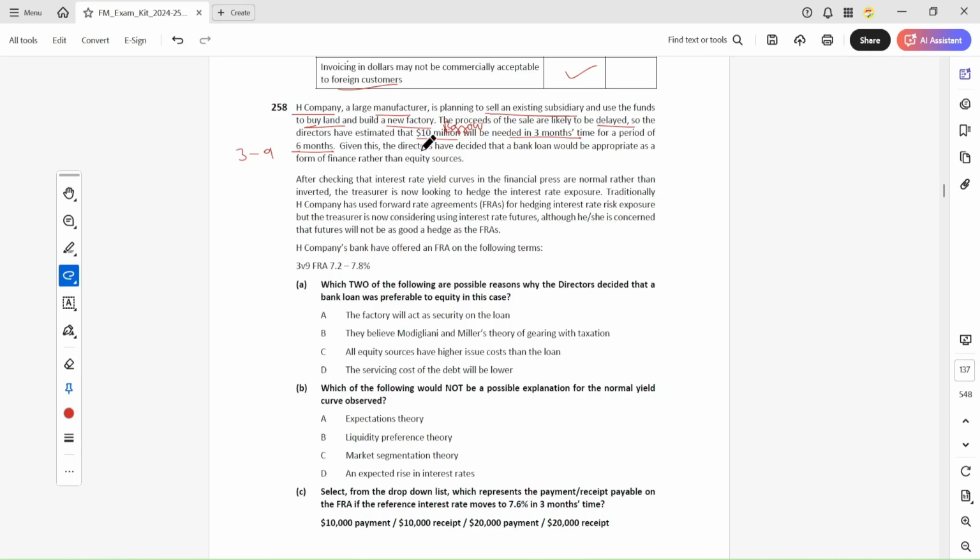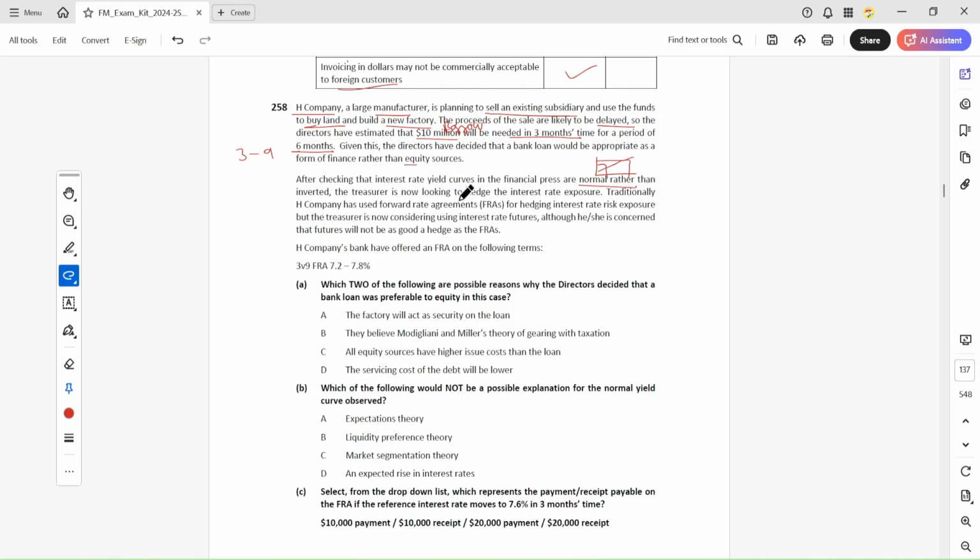Given this, the directors have decided that a bank loan would be appropriate as a form of finance rather than equity. Okay, after checking the interest rate yield curve in the financial press, the normal yield curve, normal is this. Okay, normal is this.